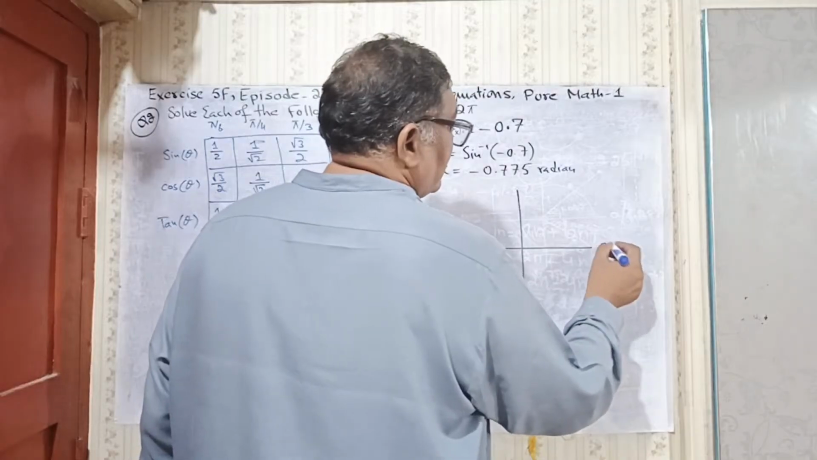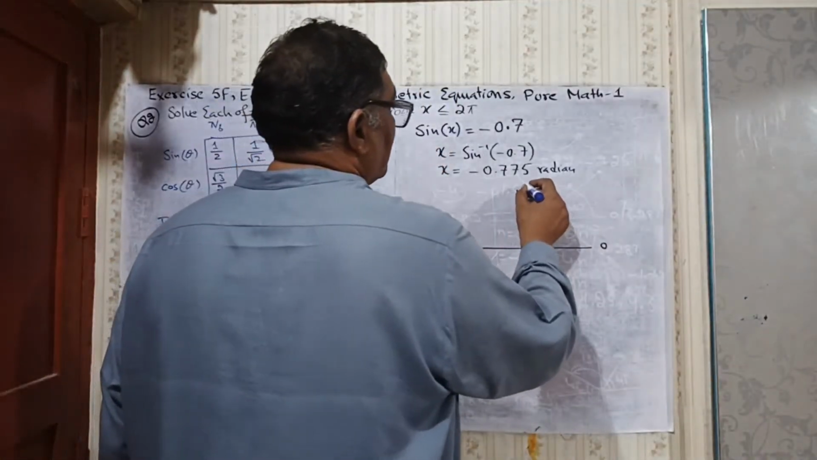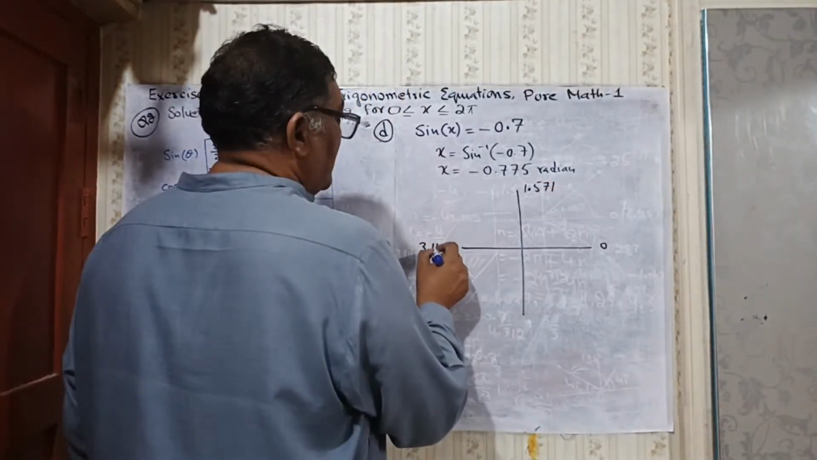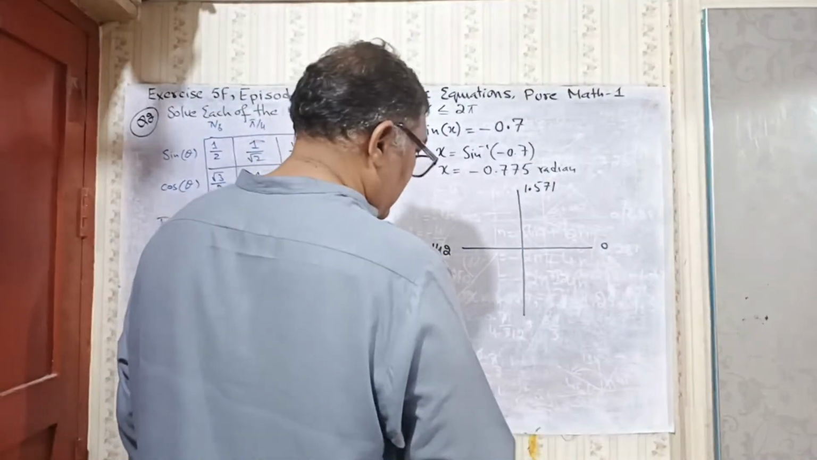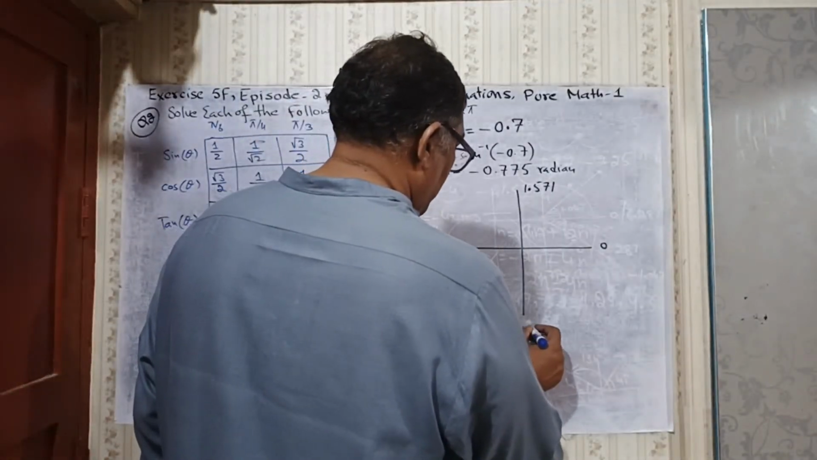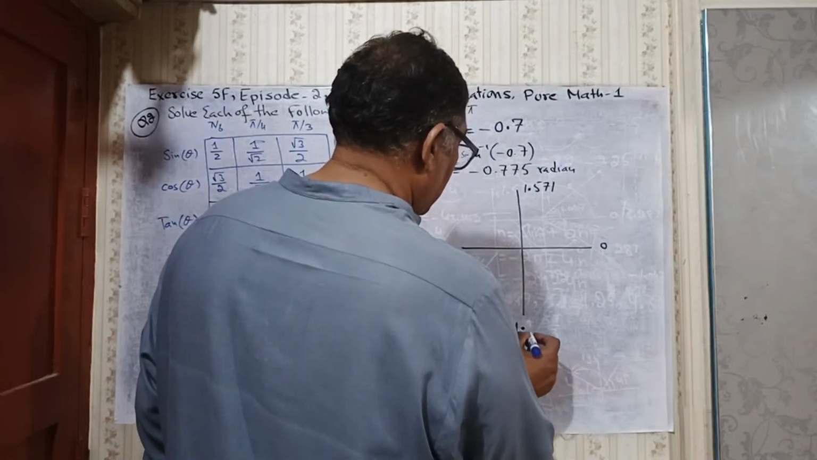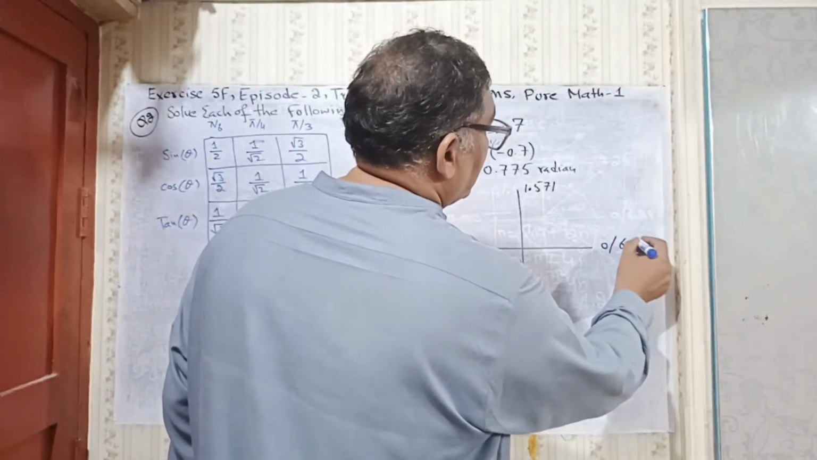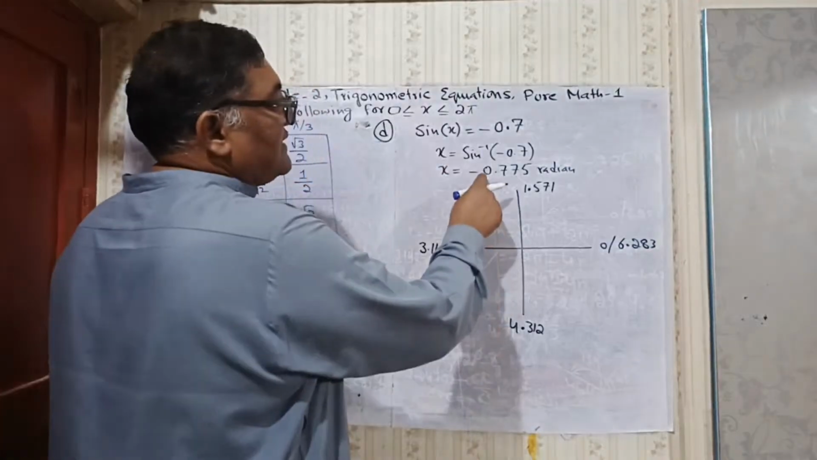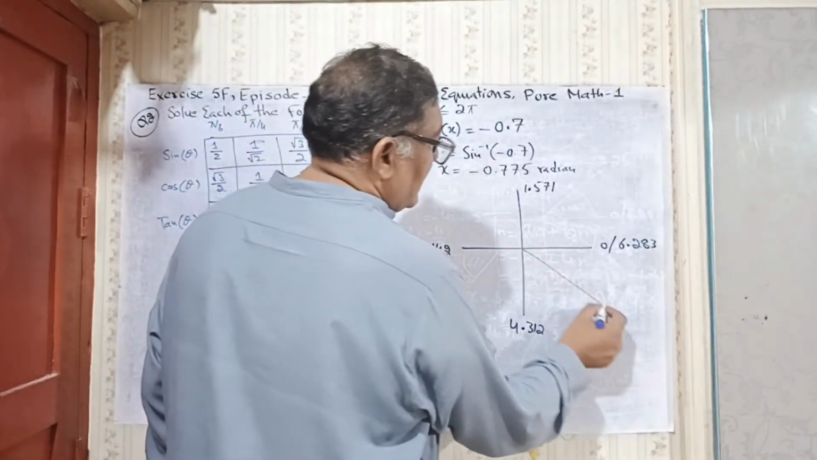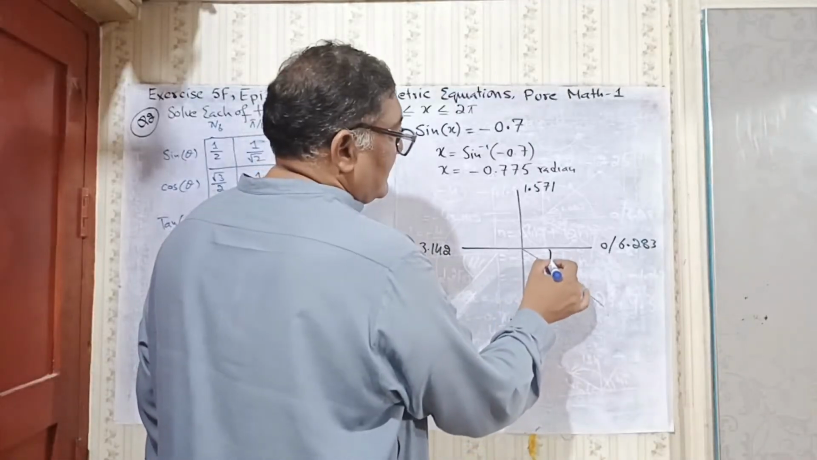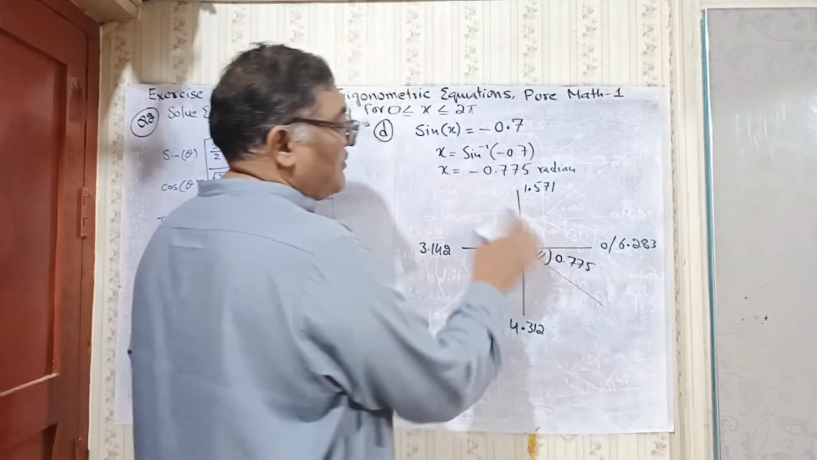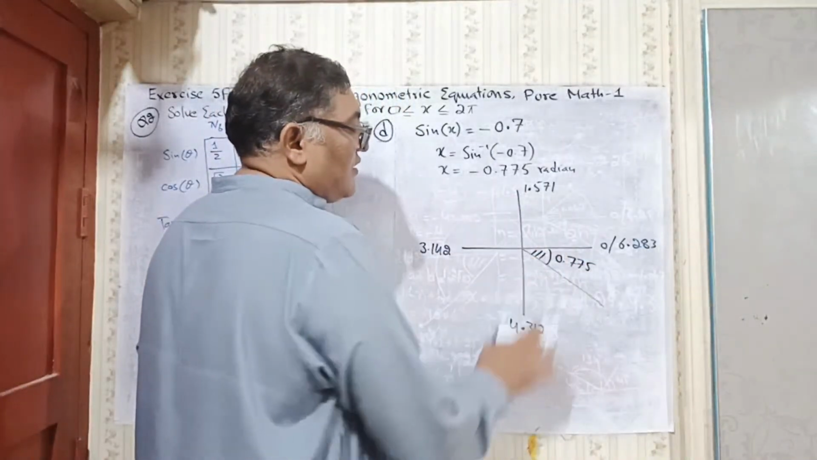So this is 0, this is 1.571, this angle here is 3.142 radians, this angle here is 4.712, and this angle here is 6.283 radians. This is a negative angle, so it will be here, but this is an acute angle, so this is my base angle basically. Just forget that negative sign. The negative symbol means it is here in the fourth quadrant.